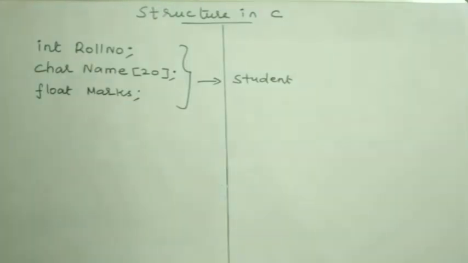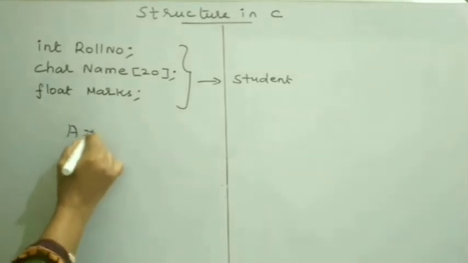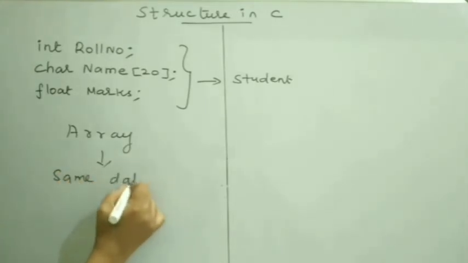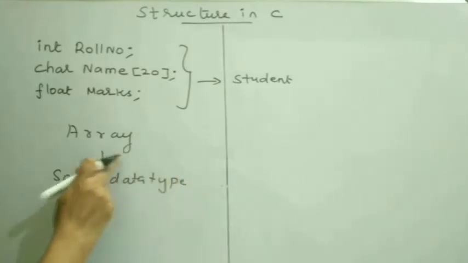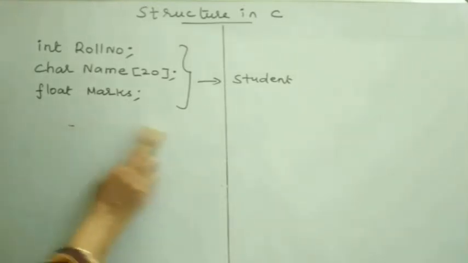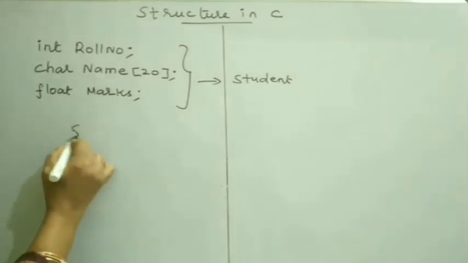If I want to group values of these variables together, we may make use of arrays in C. But the difficulty here is, arrays may group values of the same data type. In our case, roll number is an integer data type, marks is a float, name is a character array. We may not group these variables together under a common name array. So we are moving to structure.